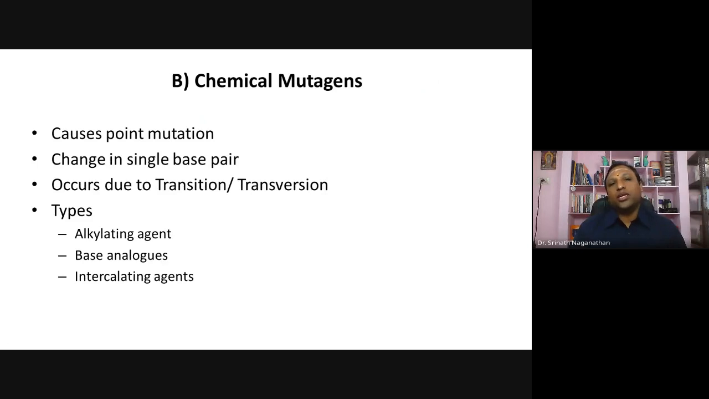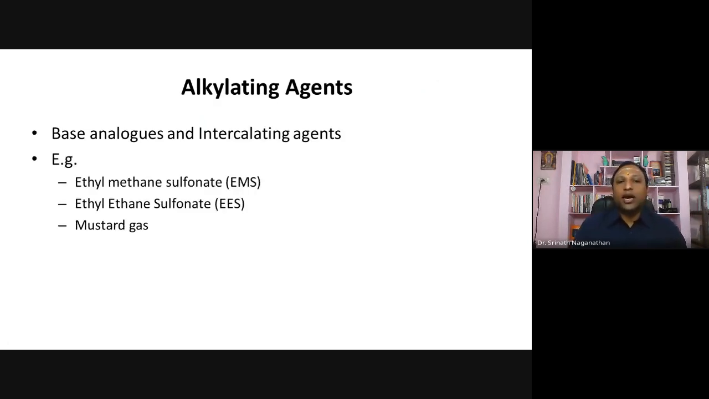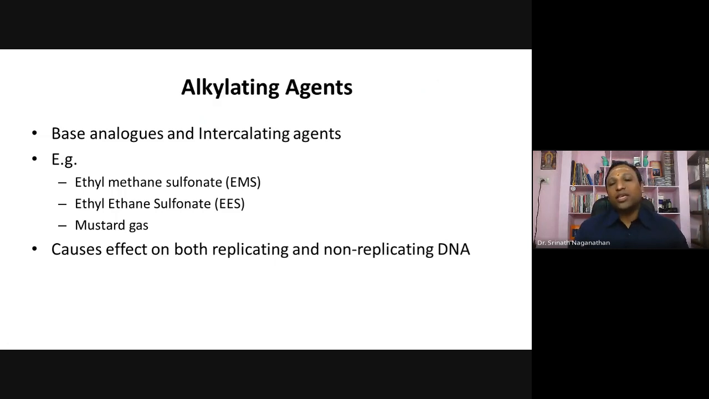Chemical mutagens cause point mutation, a change in a single base pair, which occurs due to transition and transversion mutation. The types included are basically alkylating agents, base analogs, and intercalating agents like ethidium bromide and others. Alkylating agents include ethyl methane sulfonate EMS, ethyl ethane sulfonate EES, and mustard gas. They cause effects on both replicating and non-replicating DNA.